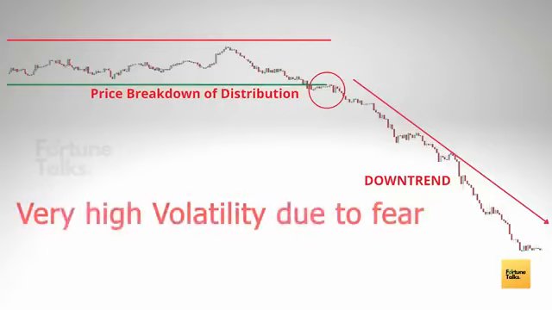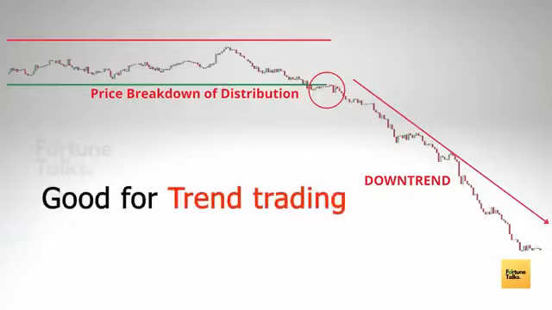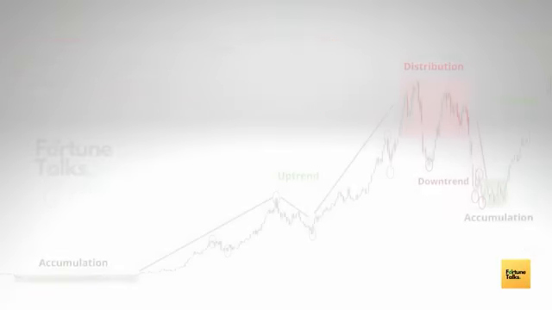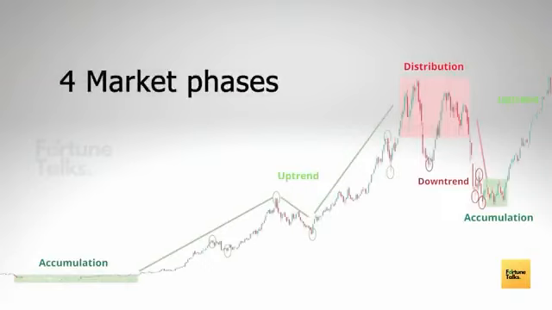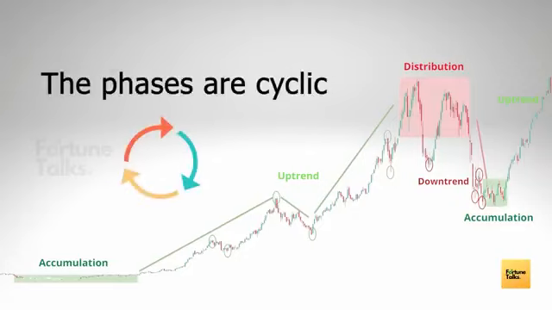The volatility tends to be very high due to panic and fear in the market. So this is a good time for trend traders who can short the market and get hold of good profits. This is how the phases look in a chart. And it is interesting to note that these stages continue to appear time and time again as cycles.